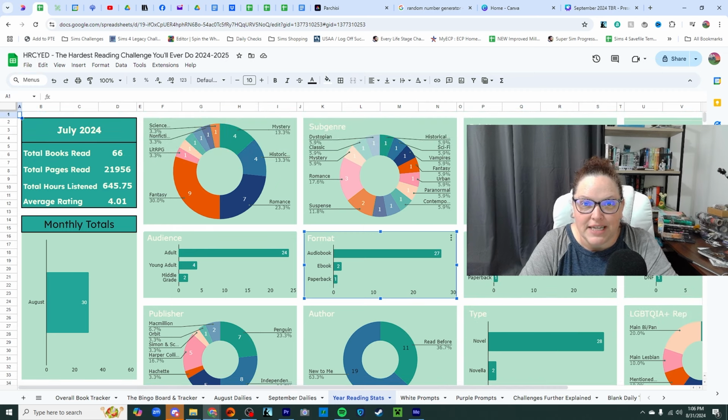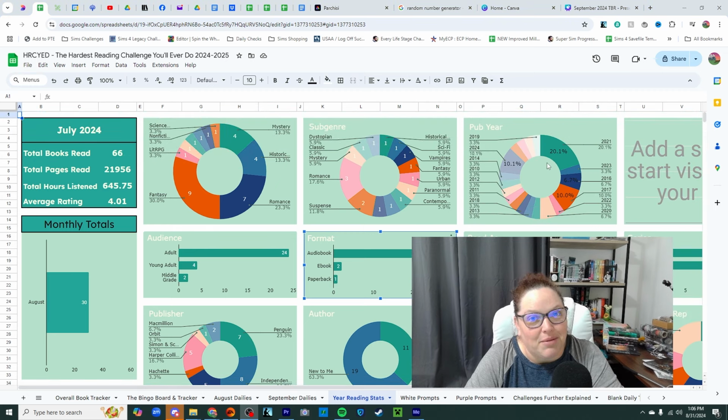All right, let's talk about the years that were published. Okay, right above my head, I had 20% of my books were published in 2021 and 10% in 2024. So that's so weird.